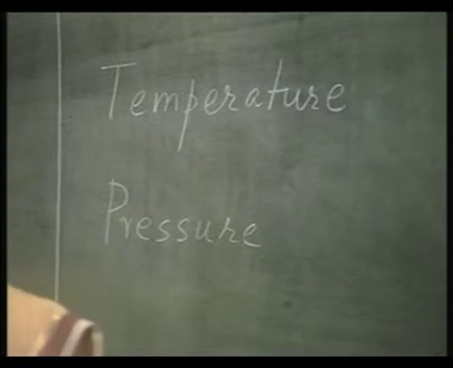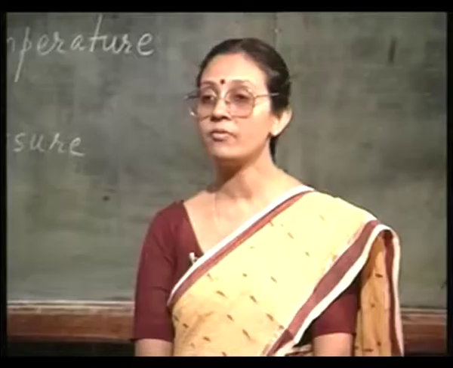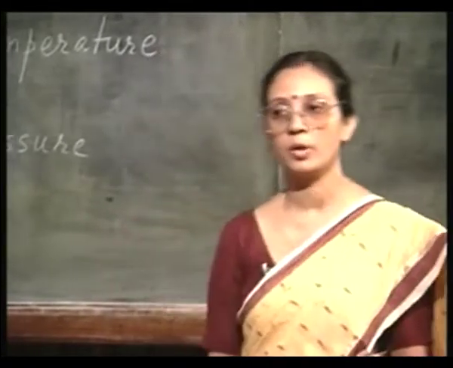Now, remember these equations that we wrote yesterday, particularly the second one. The thickness of the boundary layer was shown to be proportional to x times mu divided by v times rho to the power half, and therefore, we said that if the velocity of the gas flow is increased, the boundary layer thickness will decrease. I will have lesser of a boundary layer problem.